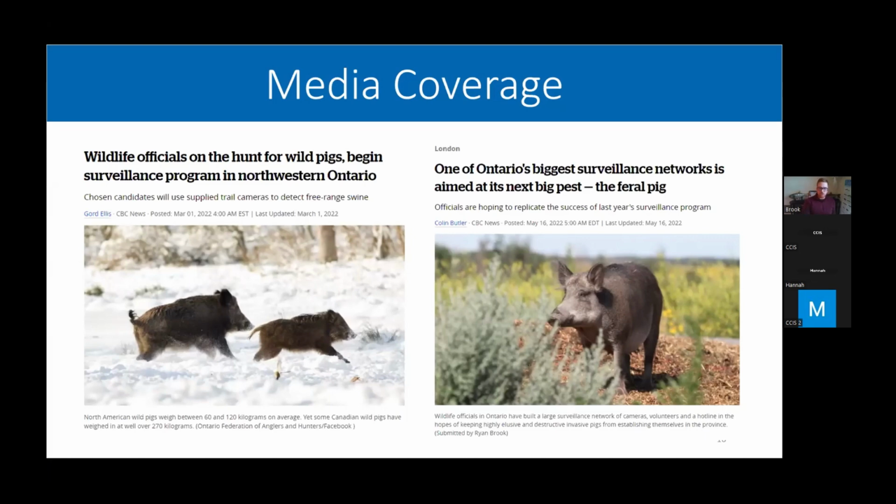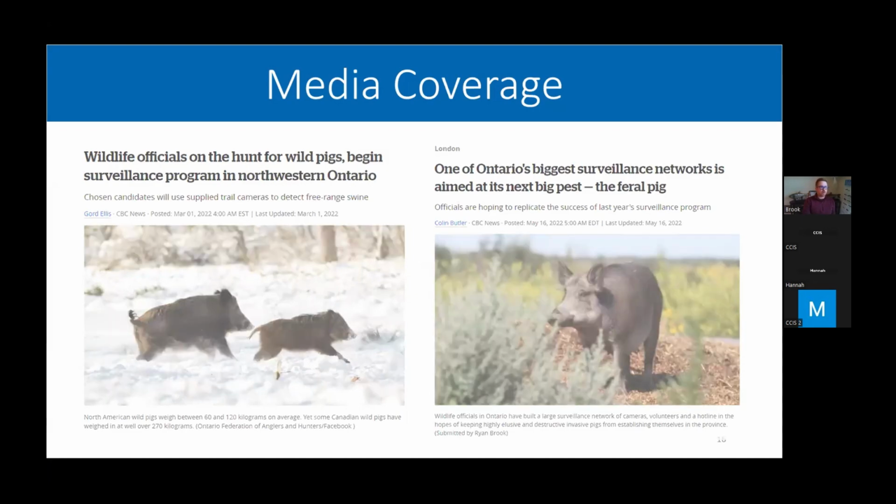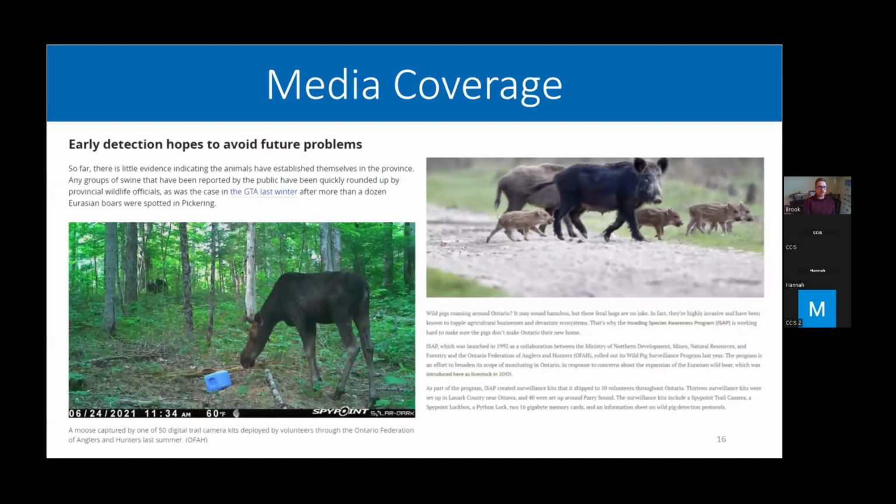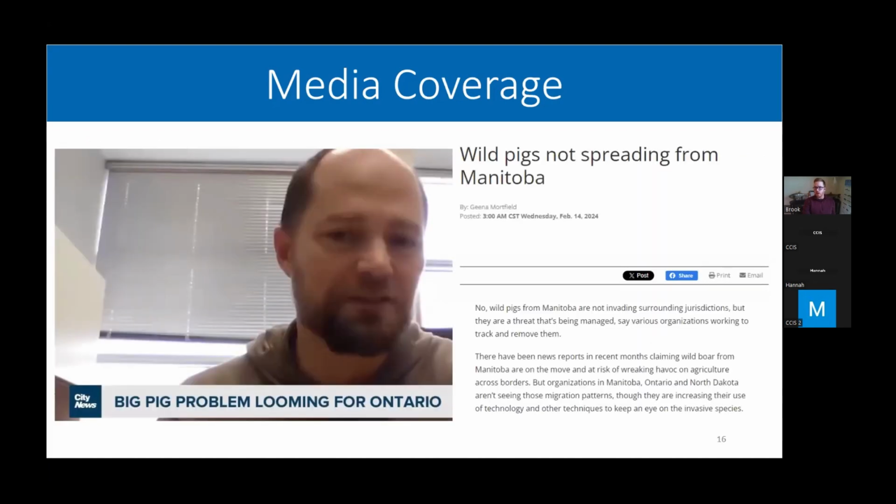And I've been very fortunate to be able to speak to the issue a number of times. The top left was CBC Thunder Bay, and the top right was CBC London, both a few years back. But over the years, I've had a number of conversations with CBC and, in this case, the one on the right, Cottage Life. So it's really important that we talk about wild pigs and get this information out to the media. And I'll show you why in the next slide. But here are a few others that just happened in the last month.